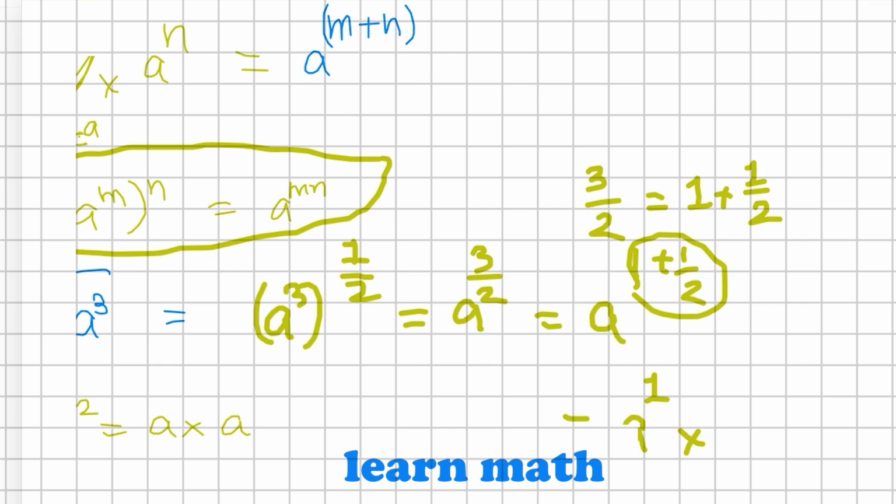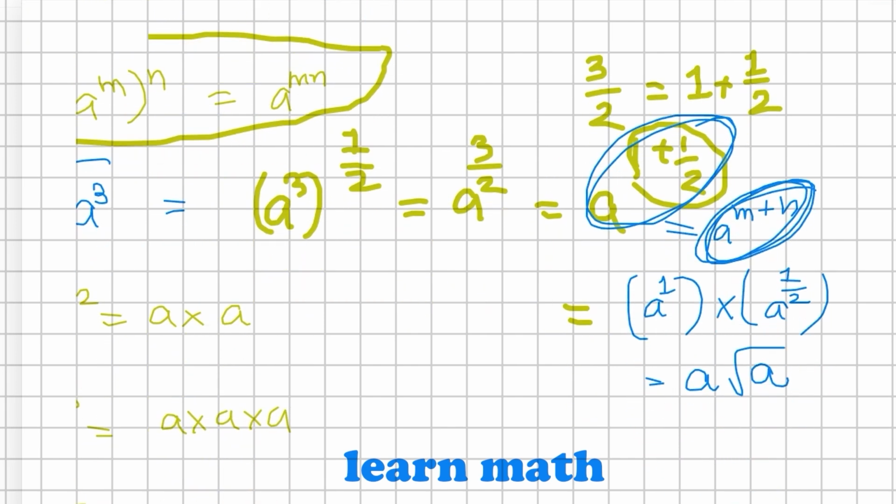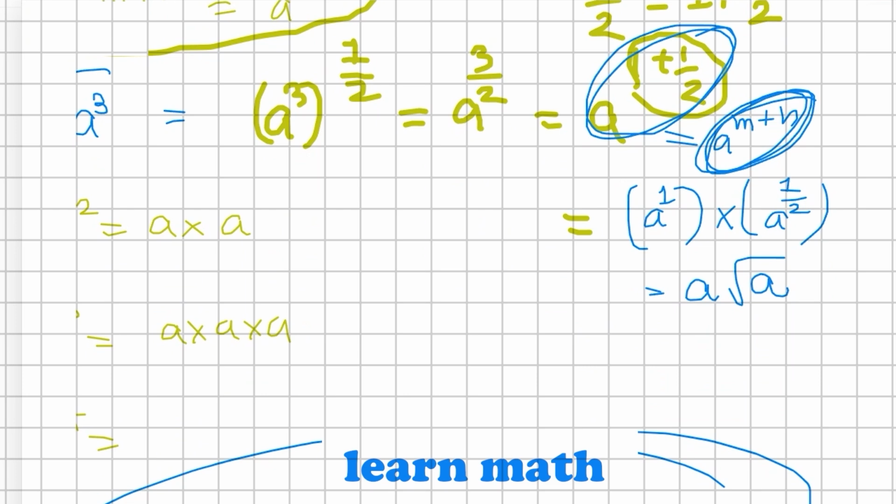So a power m plus n, like this. So that is the process.